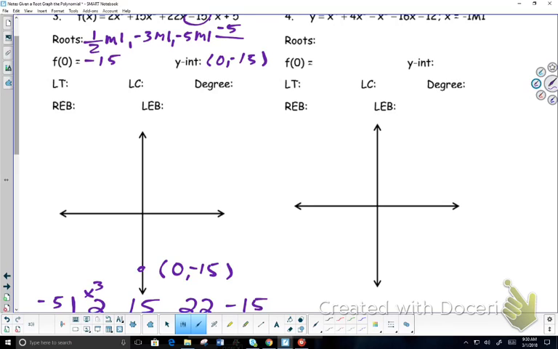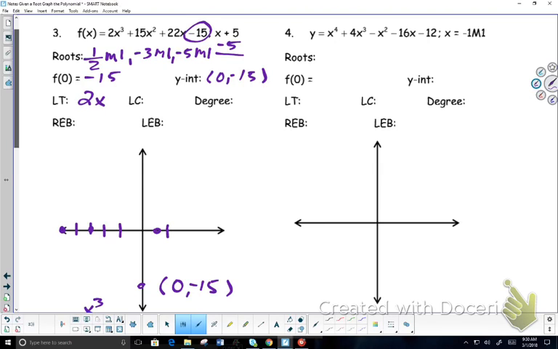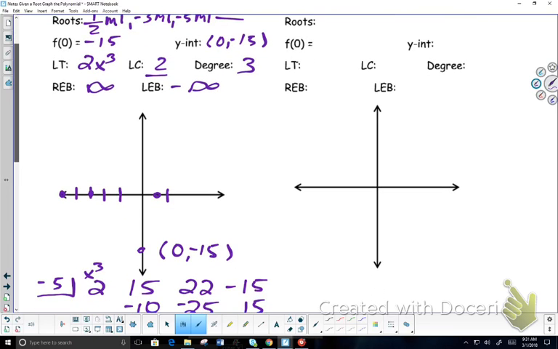Let's see, we have a root at 1/2. We have a root at negative 3 and negative 5. All of these are going to cross. I have a leading term of 2x cubed, which gives me a leading coefficient of 2 and a degree of 3. Since my leading coefficient is positive, it's going to go to infinity. Since my degree is odd, it's going to go the other direction on the left side, which means I'm going to go to my far right root. It's going to go up.